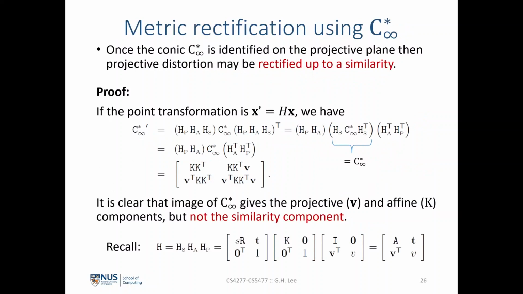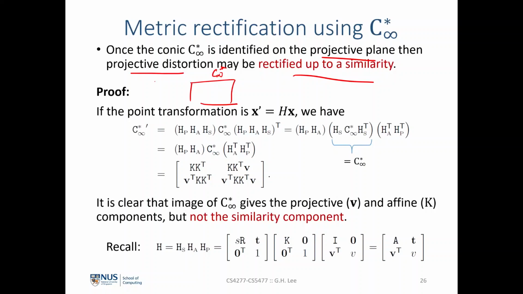So once the conic C infinity star, which is the dual of the circular points, is defined or identified on the projective plane, then the projective distortion may be rectified up to a similarity. What this means is that given an image, if I am able to identify the projection of C infinity star onto the image, I would be able to remove the projective distortion directly up to a similarity transform.